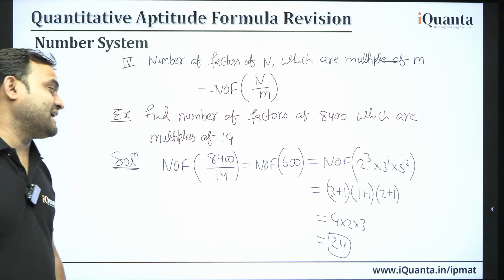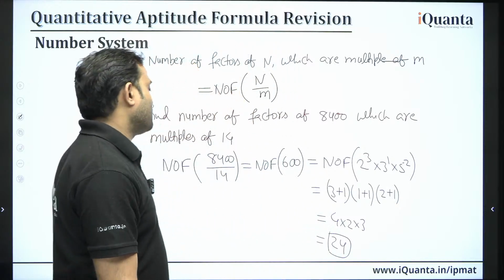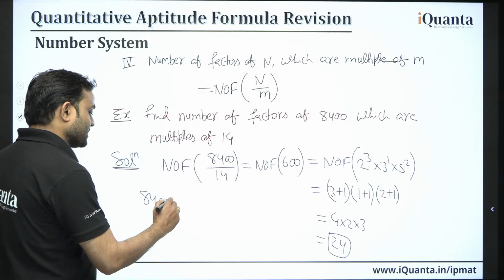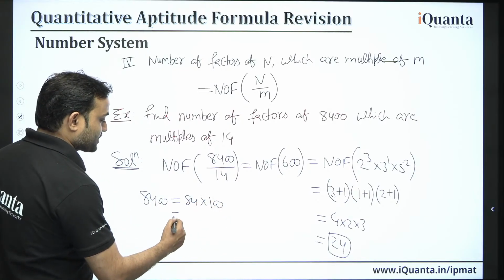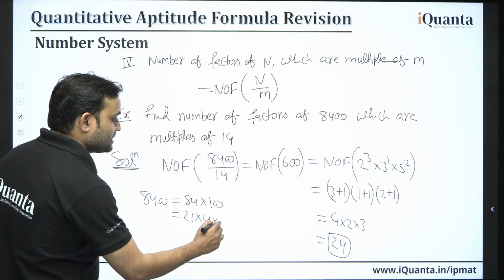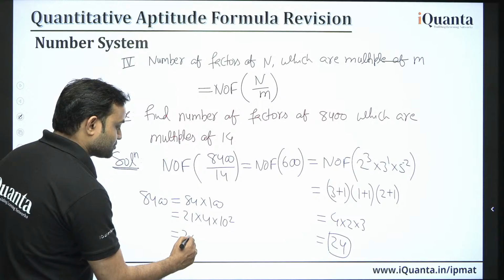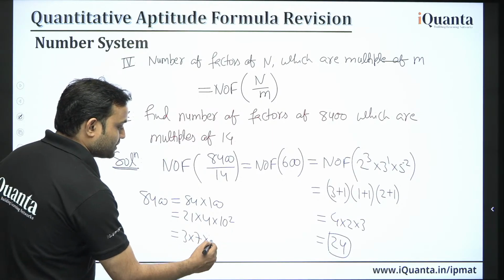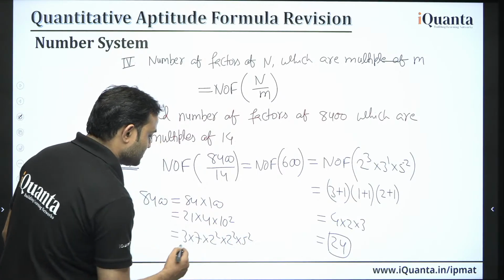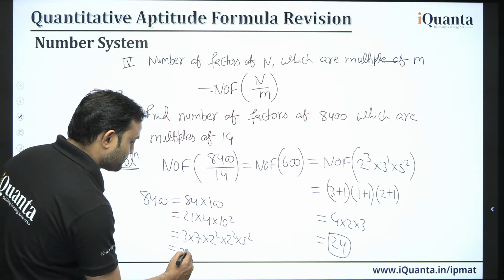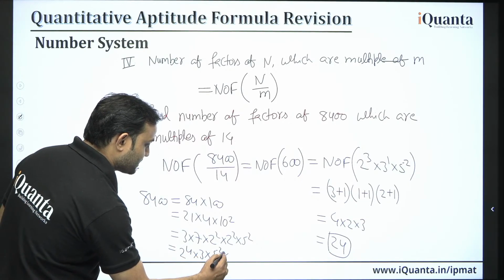How to factorize easily? See, you will have to break the numbers. Like if you are trying to factorize 8400, write down 84 into 100 first. 84 can be written as 21 into 4. 100 is nothing but 10 square. 21 is 3 into 7. 4 is 2 square. 10 is 2 into 5, so 2 square into 5 square. Then you can write it as 2 to the power 4 into 3 into 5 square into 7 to the power 1.